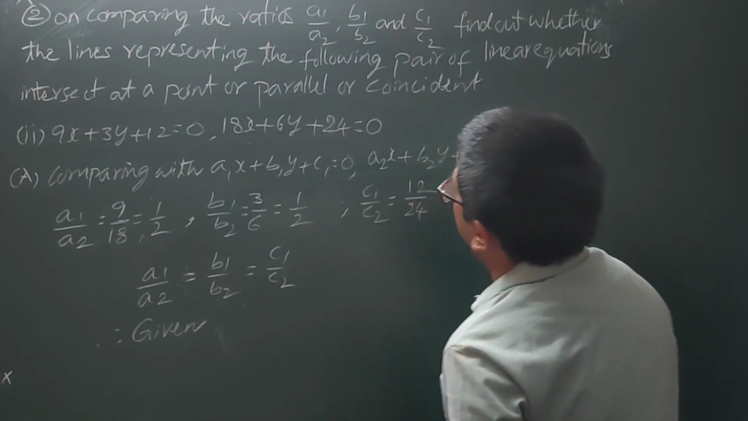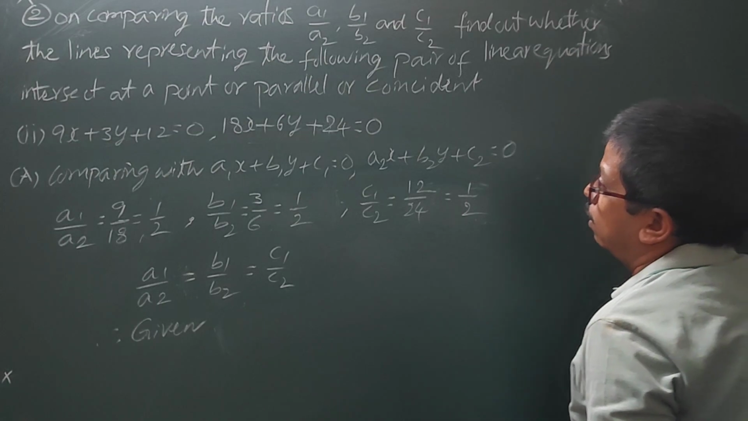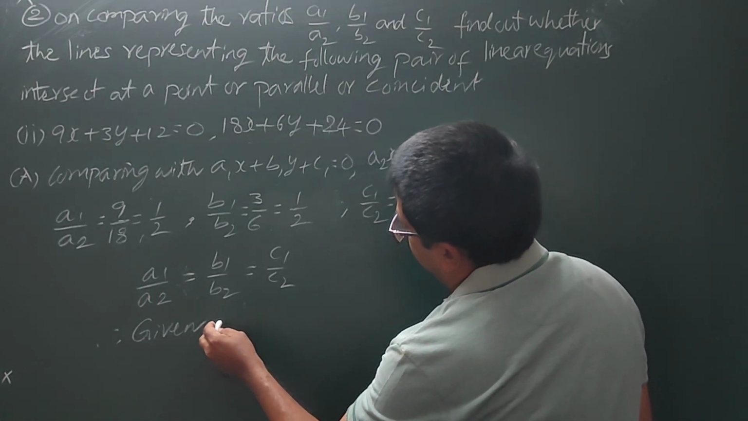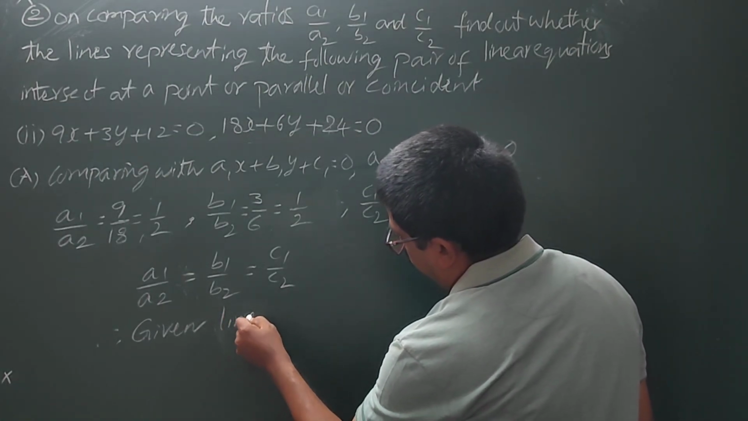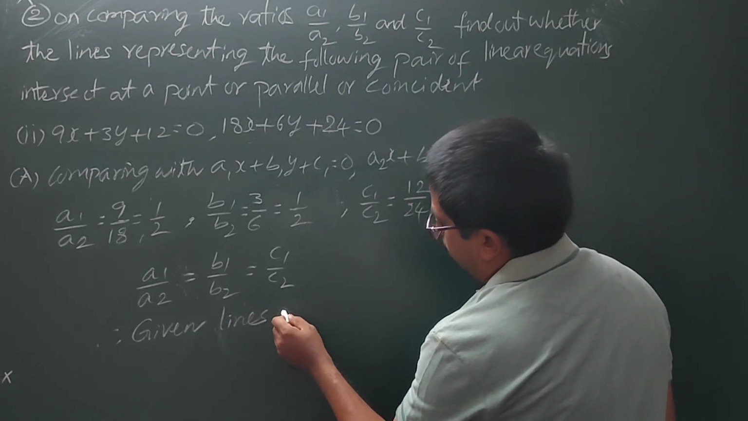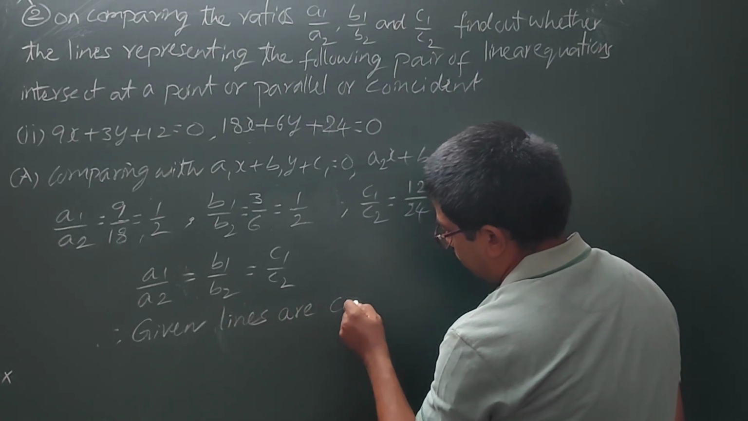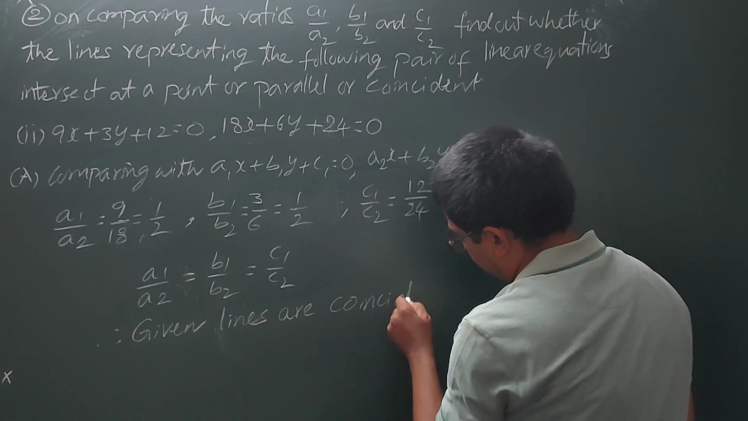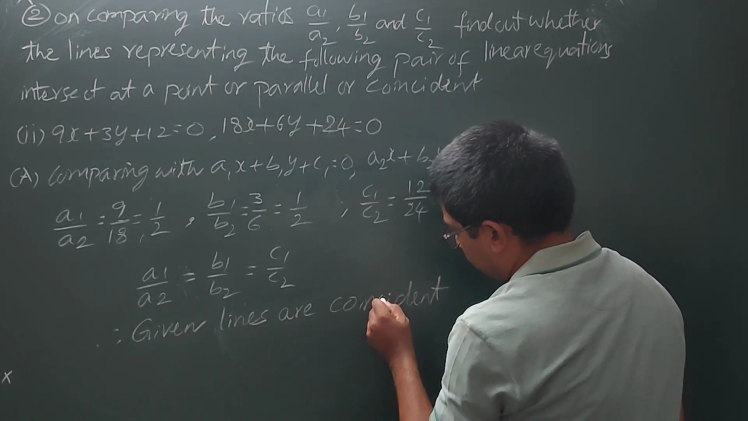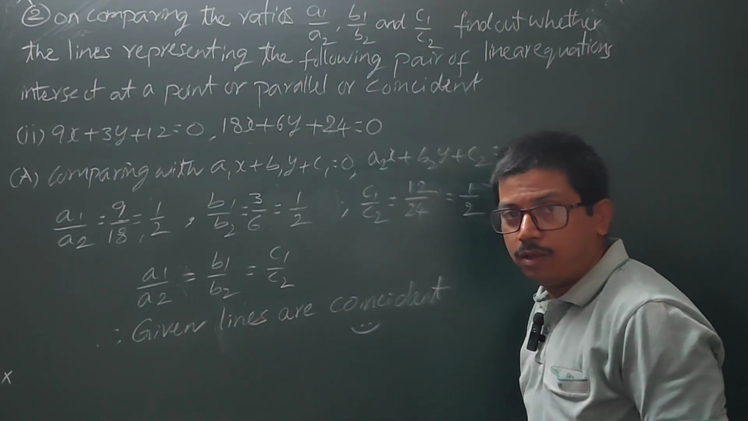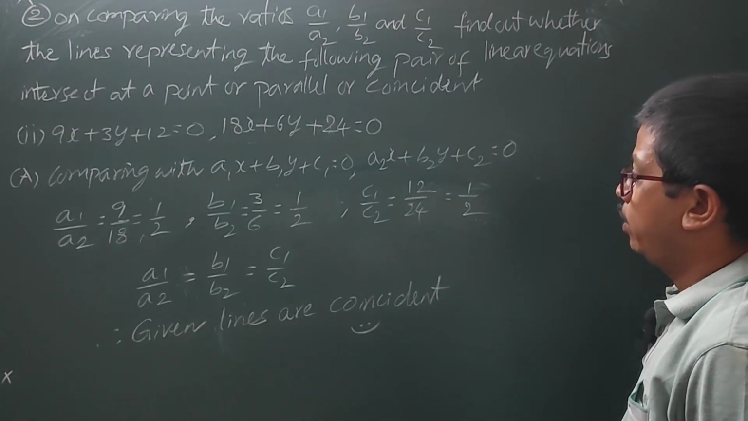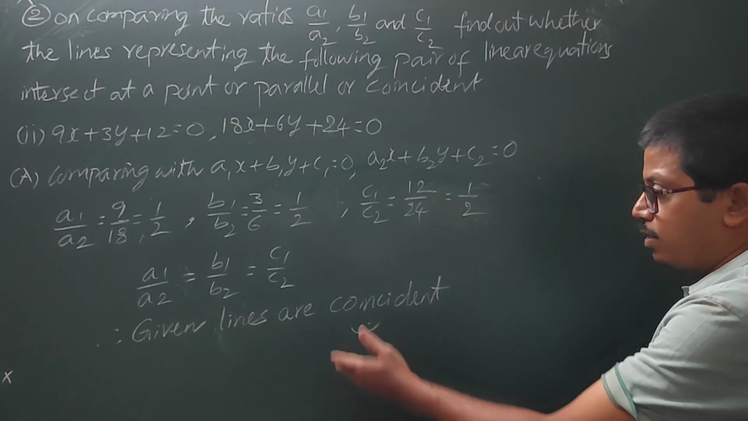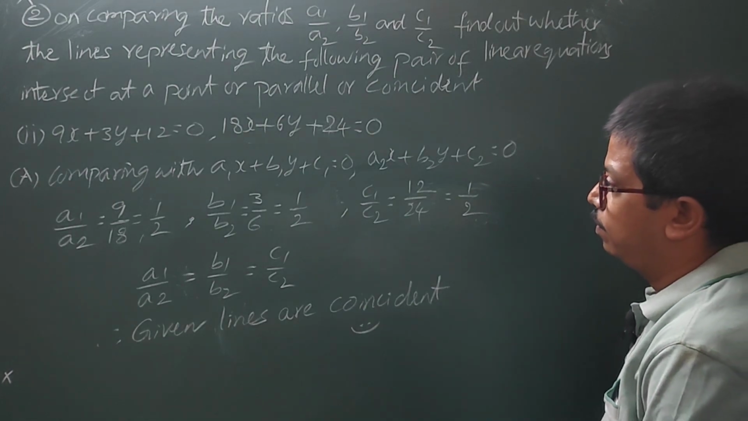Therefore, the given lines are coincident. Given lines are coincident because all the three ratios are equal.